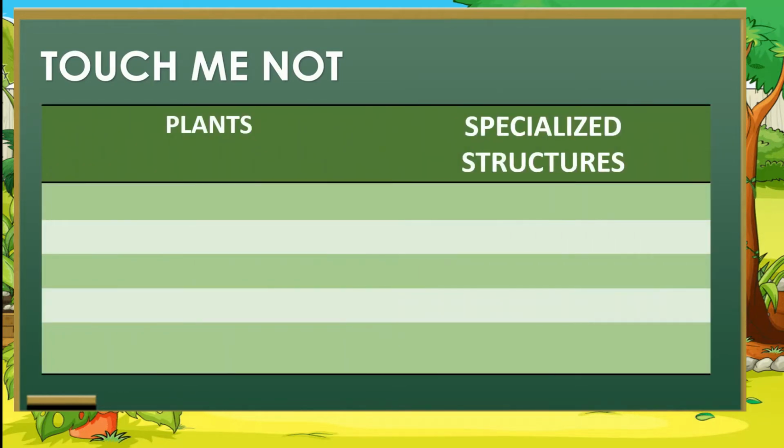Activity 2. Touch Me Not. Complete the data below. Type in the comment box the specialized structures of terrestrial plants given.